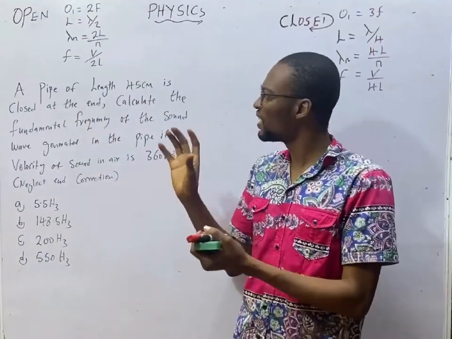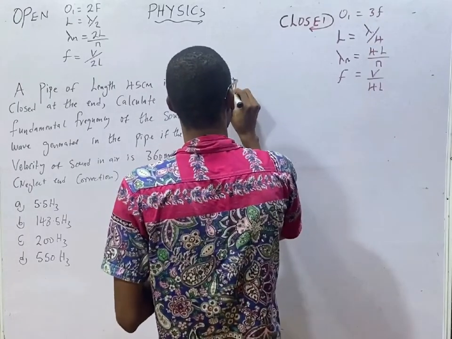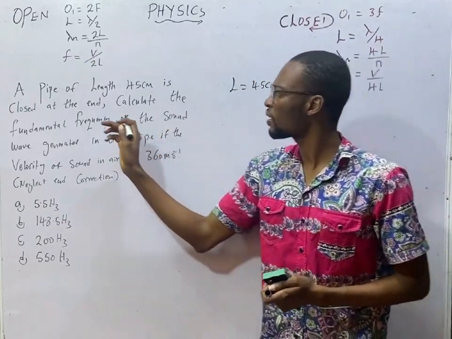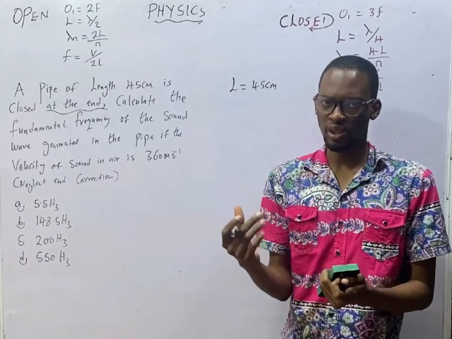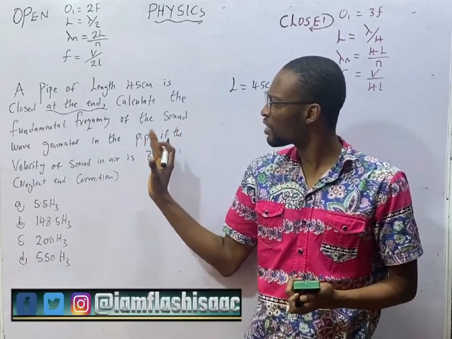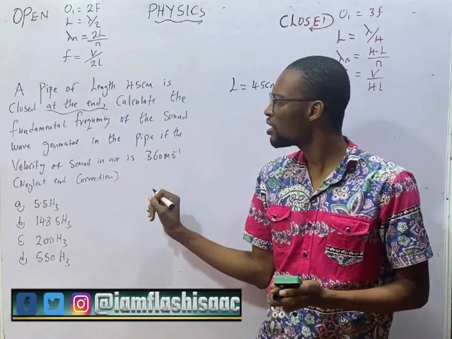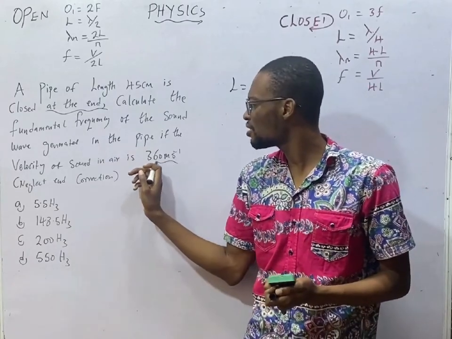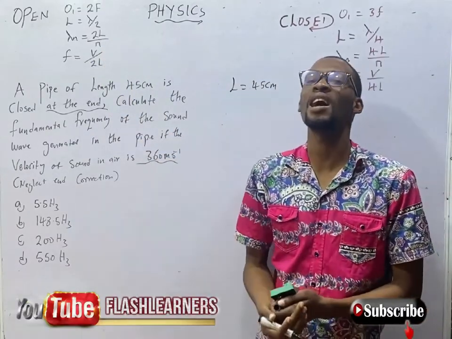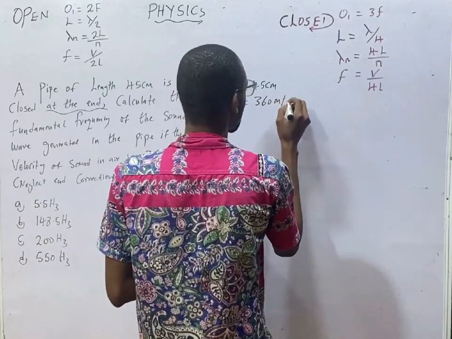A pipe of length 45 cm is closed at the end. Closed at the end or closed at one end, all these refer to a closed pipe. Calculate the fundamental frequency of the sound wave generated in the pipe if the velocity of sound in air is 360 meters per second. The V you see here is the velocity of sound in air. So V equals 360 meters per second.